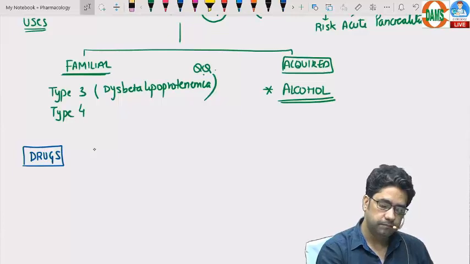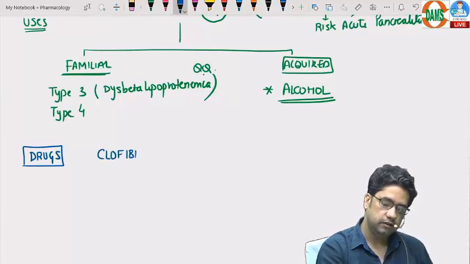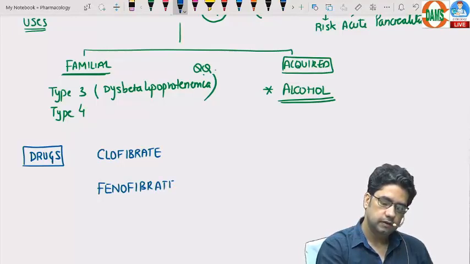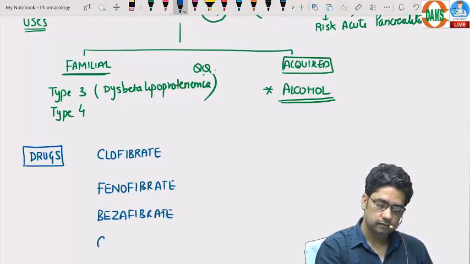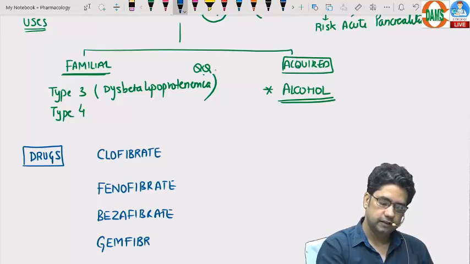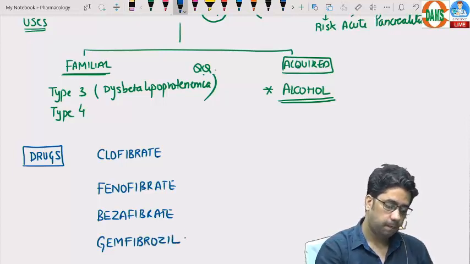The first fibrate which we made was clofibrate. Very easy to remember, fibrate word is coming. Then we made fenofibrate. Very easy to remember, fibrate word is coming. Bezafibrate, again fibrate word is coming, very easy to remember. Lastly, gemfibrozil. Fibro word is coming, very easy to remember.